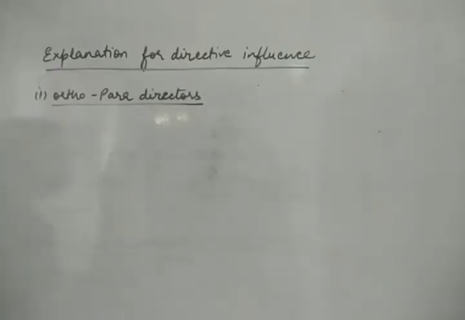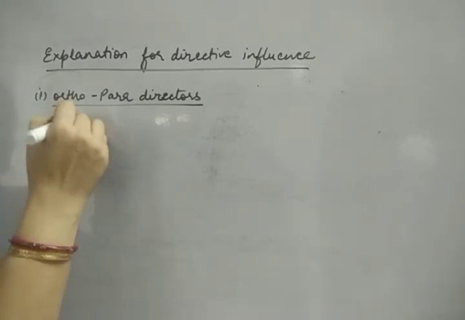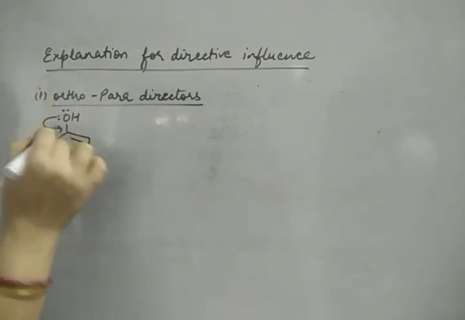Now, first is orthopara directors. So we'll understand the explanation for orthopara directors, that why some of the groups are orthopara directors and they are activating groups. Okay, so I will take the example of this phenol. Now to the benzene OH is attached. Now we know that this OH group shows plus R effect. So we'll make the resonating structures.